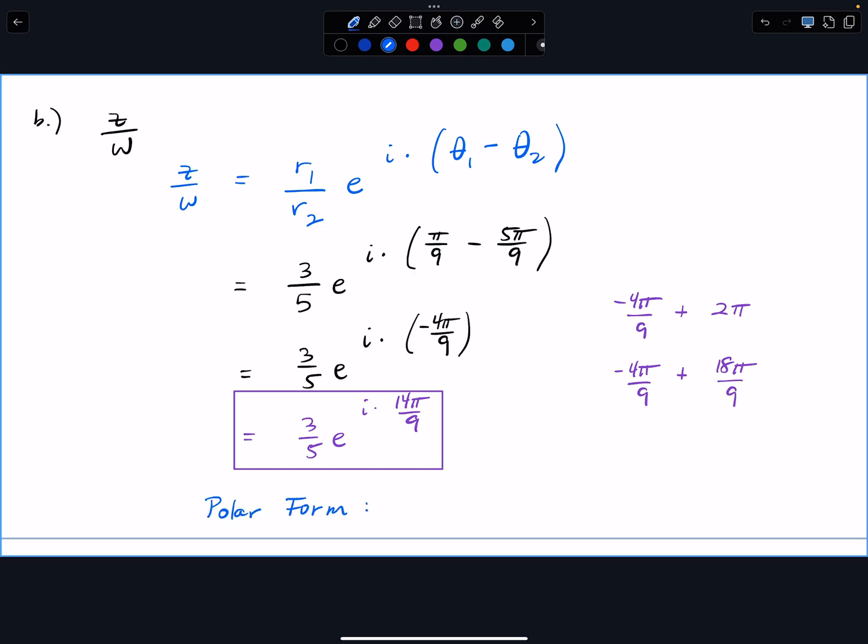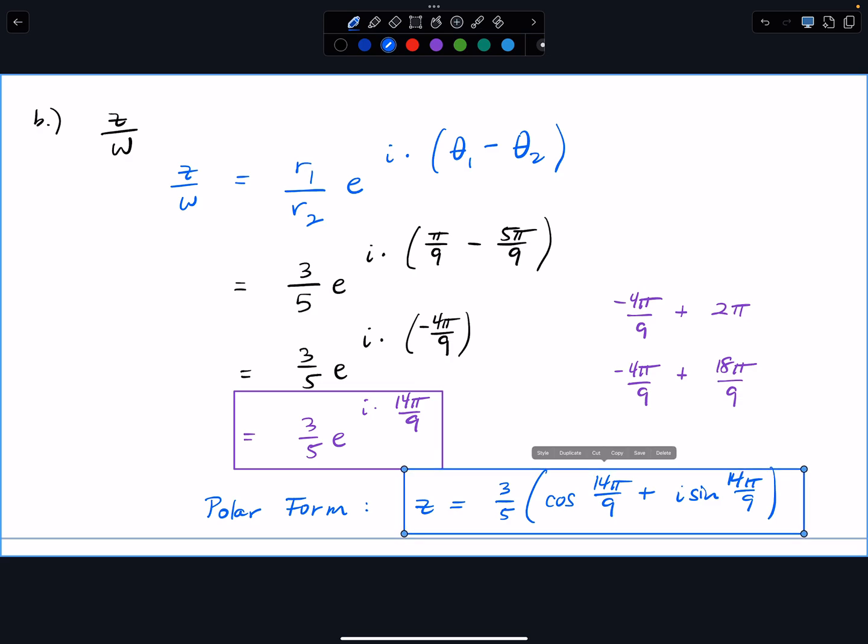Polar form is z equals r, which is 3/5, times the cosine of the angle plus i sine of the same angle. So I'll just write that down for all our listeners at home. r, theta, and then that's all you need.